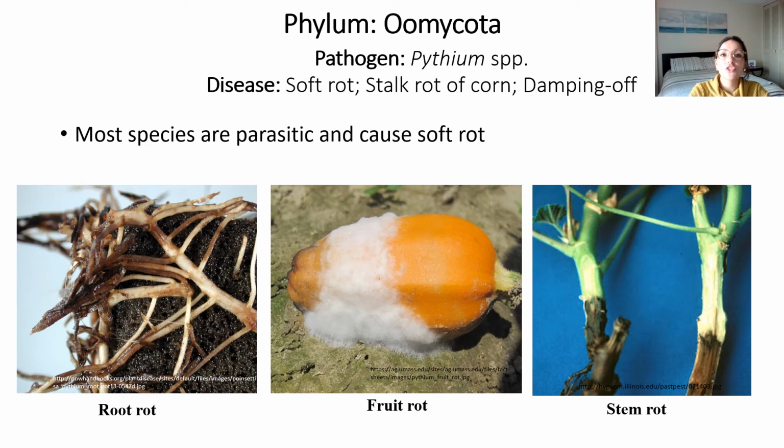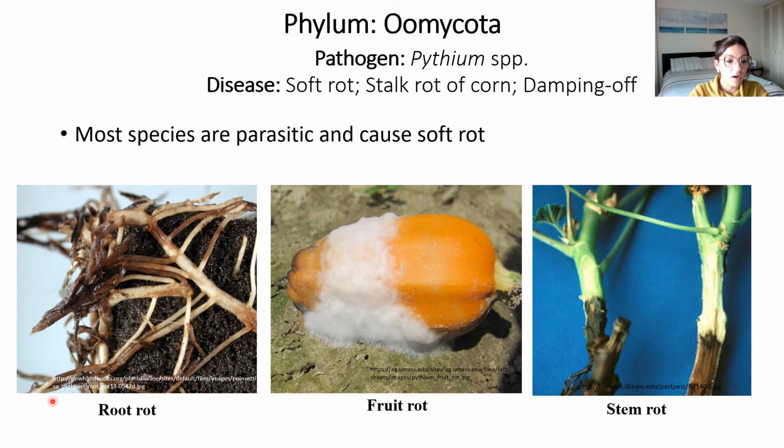Now we're going to change to the phylum Oomycota, and the first pathogen we're studying is Pythium. This pathogen causes different diseases such as soft rot in different plants, stalk rot of corn, and damping off as well. Damping off is a disease of seedlings, where you see the seedlings just die when they are very, very young.